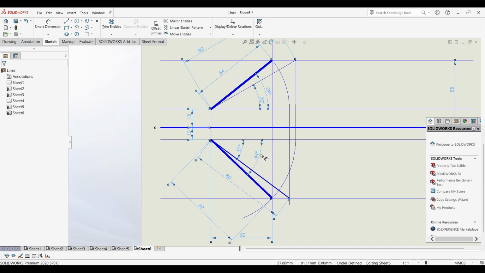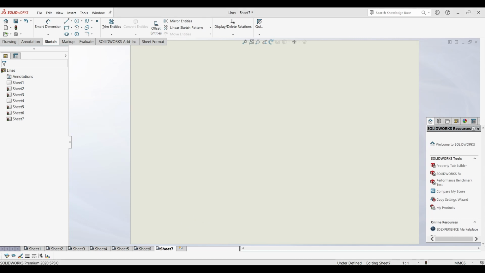Then we have beta is 44 degrees, alpha 39, true length being 80 mm, and the front view length is 64, and top view length is 69 mm. DVP is 50 mm. So that is the end of this question. Let's go to the next question.